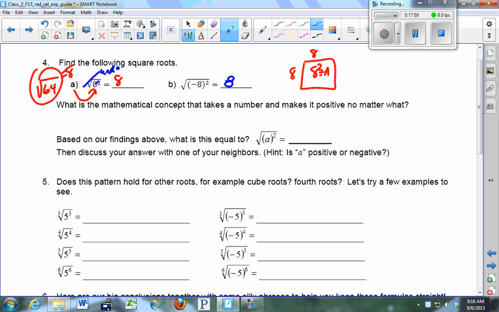So what did we do Wednesday that turned a number into a positive number no matter what we did? Yep, absolute value, right? Absolute value is a concept because what concept does absolute value deal with? What's the concept behind absolute value? Yeah, distance from 0, right. So the conceptual idea for absolute value is distance from 0.